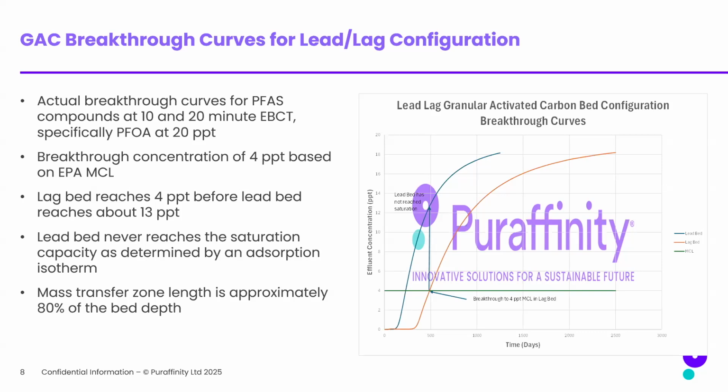The mass transfer zone lengths are much longer. So in an activated carbon bed, the mass transfer zone length can be up to 80% of the bed. Whereas a typical compound like trichloroethylene, things like that, the mass transfer zone length is typically in the 25 to 30% of the bed. So very, very long mass transfer zones, very slow adsorption kinetics.